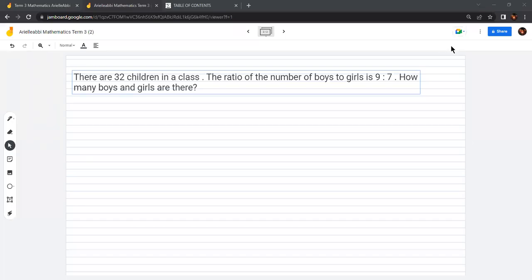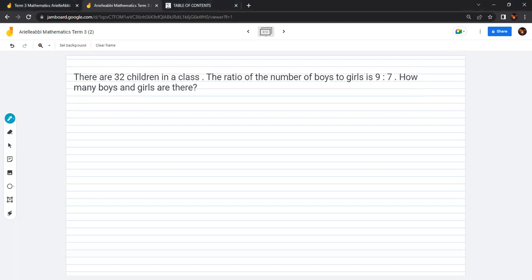There are 32 children in a class. The ratio of the number of boys to girls is 9 to 7. How many boys and girls are there? So you remember your steps.